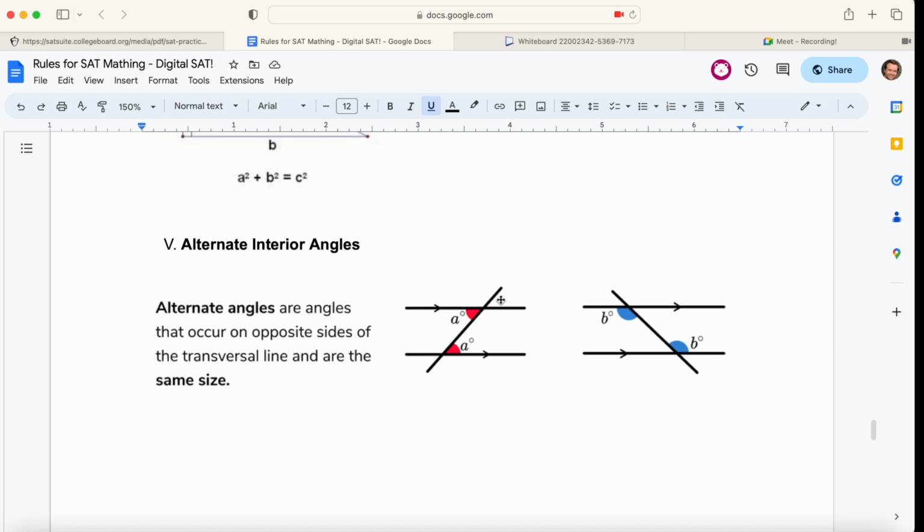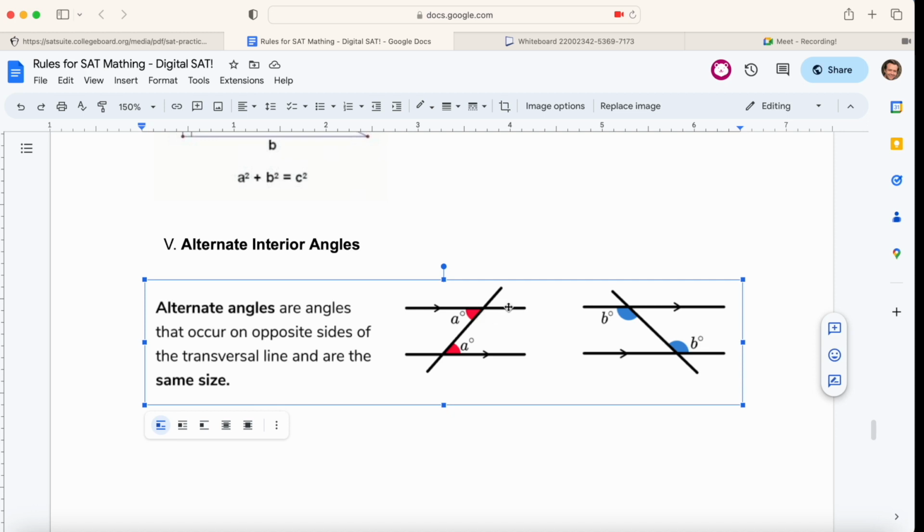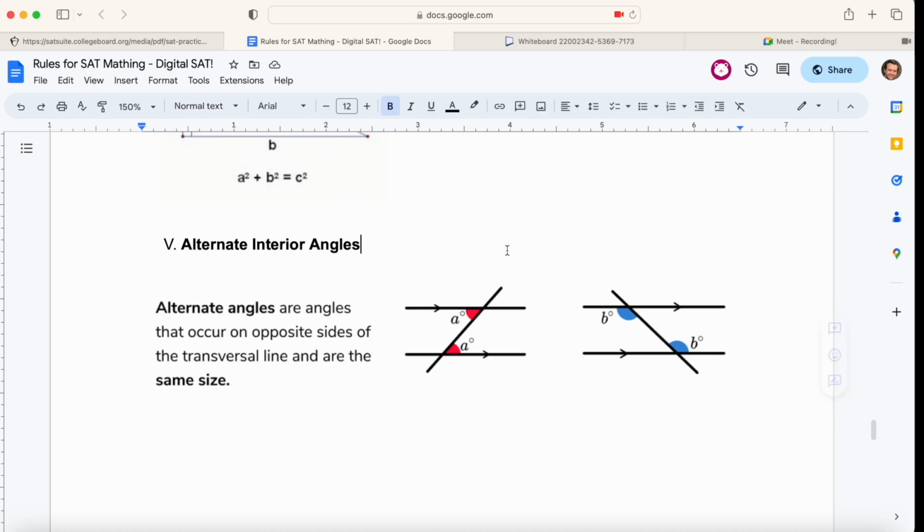Are you familiar with vertical angles? Have you heard that term before? Basically, you have two straight lines, and the angles opposite each other where two straight lines cross are equal. So this one up here is also A degrees. And then this one right here is equal to this one down here. So those are vertical angles.